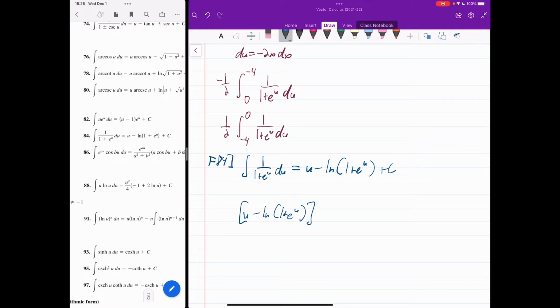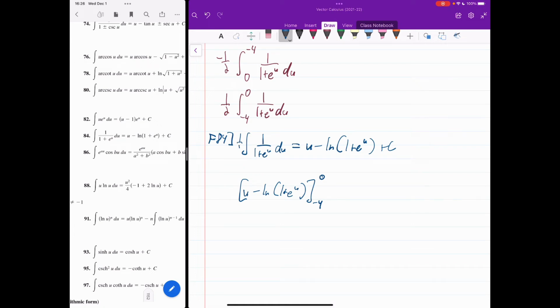And taking all of this and evaluating it from negative 4 to 0 gives me, forgot the 1/2. So we still have a 1/2 out. Well, that's not formula 84, but we still have a 1/2 outside of this thing. We still have a 1/2, then I get a 0 minus the ln of e to the 0, so this would be the ln of 2. Then minus, plugging a negative 4 in, minus the ln of 1 plus e to the negative 4.